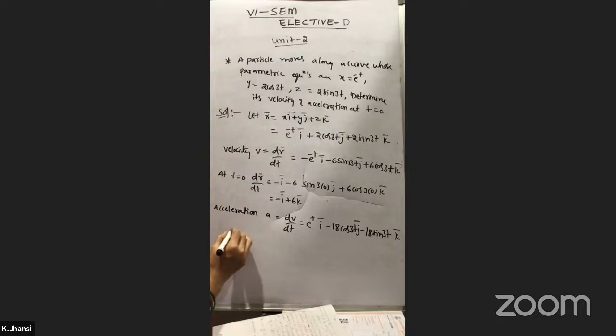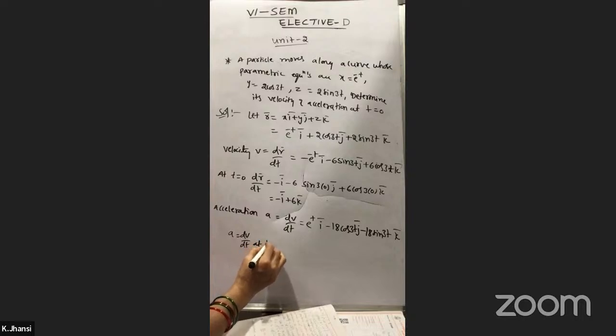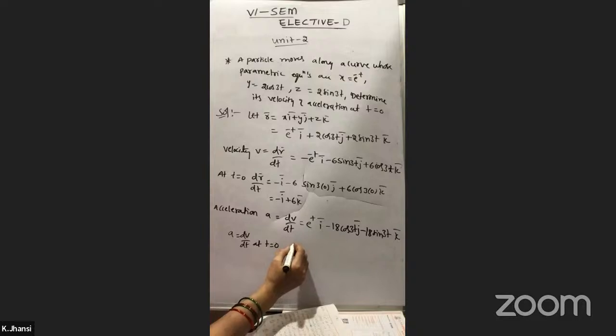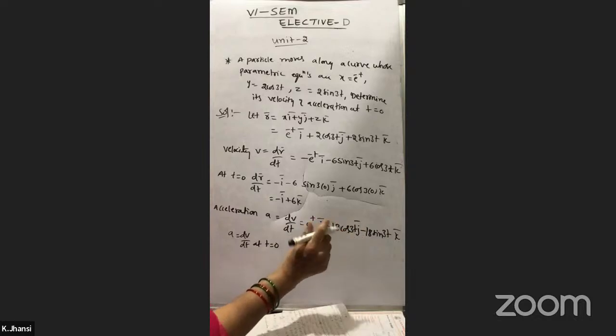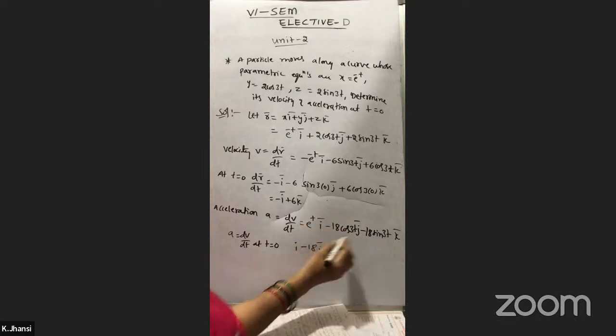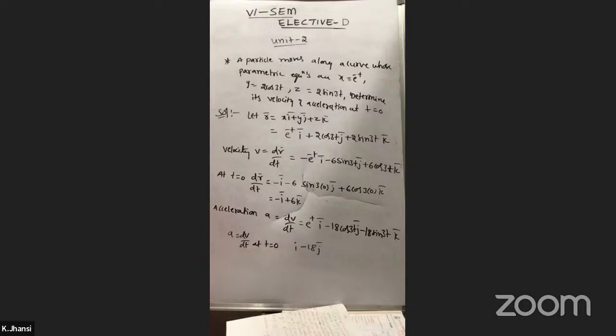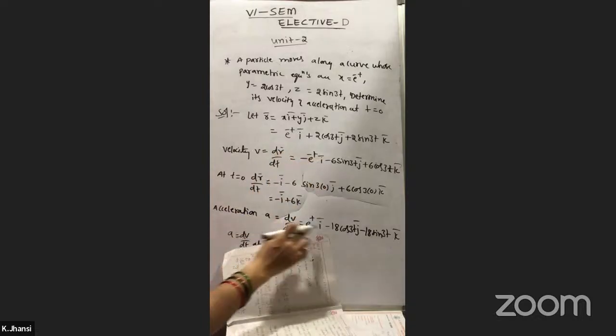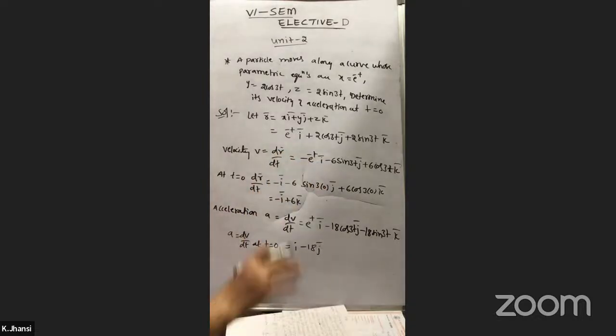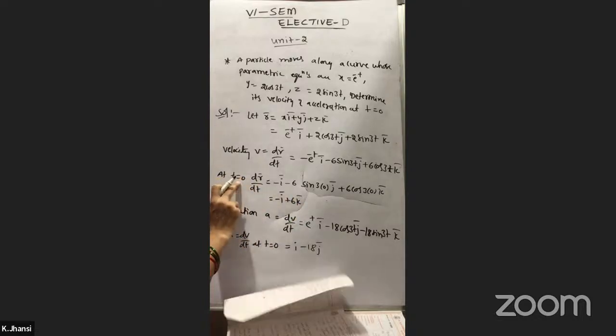If he is asking acceleration a, that is dv by dt at t equals 0, when a t value is mentioned in the question, e to the power of 0 means 1. So 1 into i is i, minus cos 0 value is 1, so minus 18j, and the sin value will be 0. Okay. So only this is the answer. If only velocity is asked, this is the answer. If only acceleration is asked, this is the answer. If he is asking to find them at t equals 0, then these two are the answers.